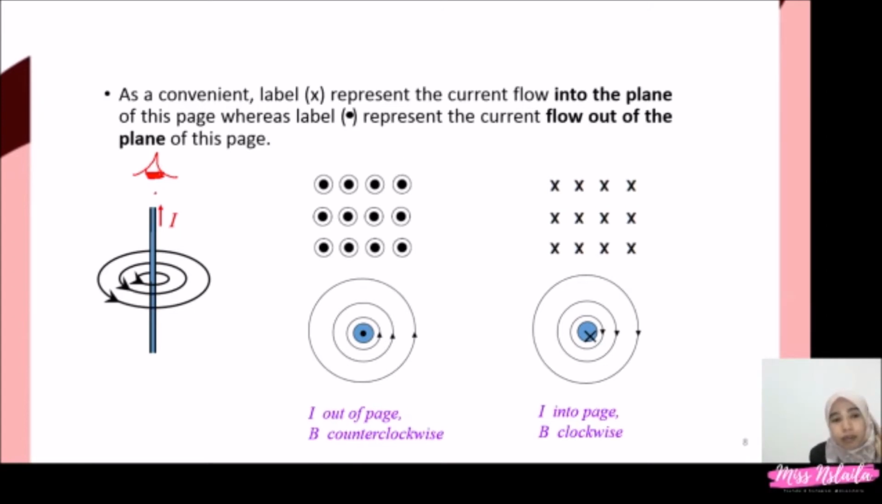Let's say we look from the upper view, and the current direction comes out like this, so we use the dot symbol for current coming out. When the current is out, you can use your right hand rule. Out means your thumb points towards your eyes. Then curl your 4 fingers, and you will see the direction of magnetic field is anti-clockwise, or counter-clockwise.